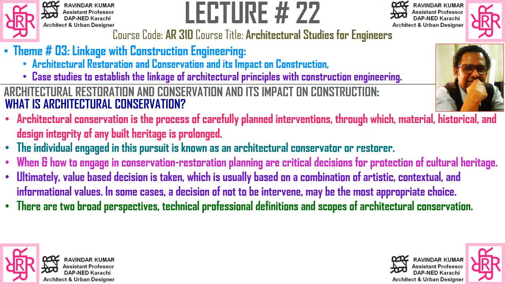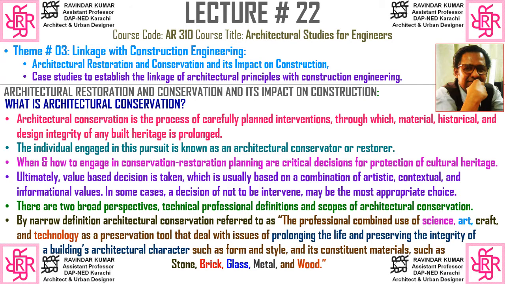There are two broad perspectives of architectural conservation. That is, technical professional definitions and the scope of architectural conservation. By the narrow definition, architectural conservation is referred to as the professional combined use of science, art, craft, and technology as a preservation tool that deals with issues of prolonging the life and preserving the integrity of a building's architectural character, such as its form and style and its constituent materials such as stone, brick, glass, metal, and wood.